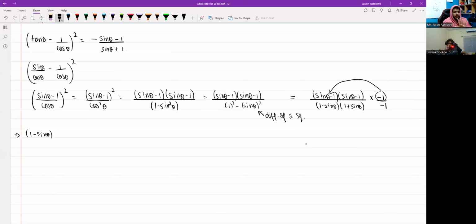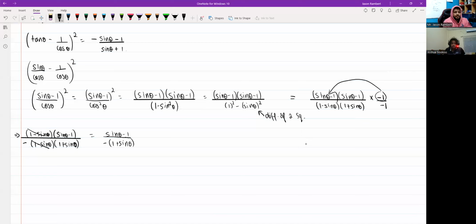I already used the minus 1 on the top. Sine theta minus 1 all over, and I'm not going to touch this minus 1 on the denominator. 1 minus sine theta, 1 plus sine theta. Now I have something in common: 1 minus sine theta and 1 minus sine theta. This is sine theta minus 1 over minus 1 plus sine theta.